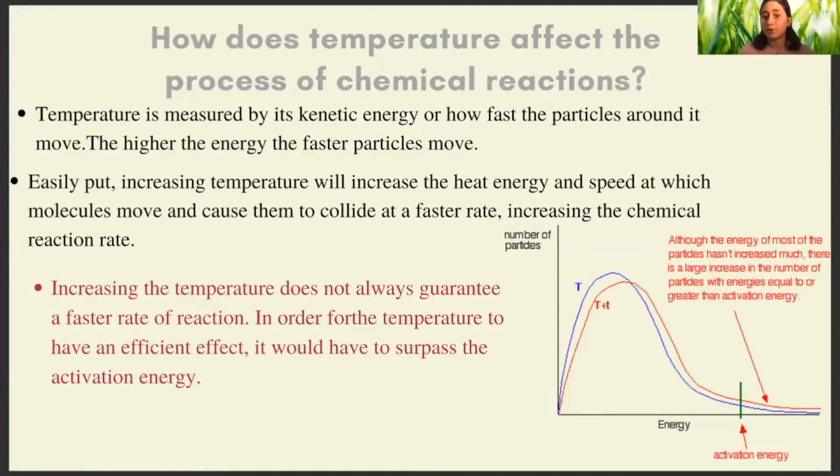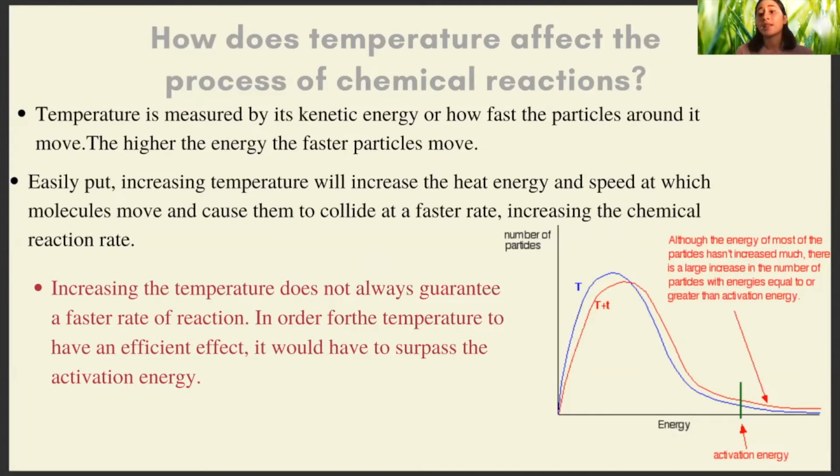So how does temperature affect this process? Temperature is basically measured by the kinetic energy, or the amount of kinetic energy, which is how fast the particles around it move. So the higher the energy, the faster the particles move. By increasing the temperature, you increase the heat energy at which the molecules move, which makes the movement faster, and they are able to collide into each other quicker and increase the chemical reaction rate.